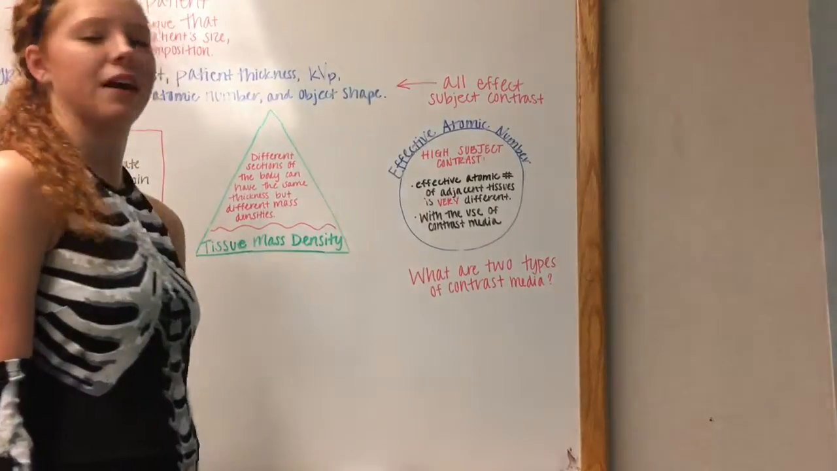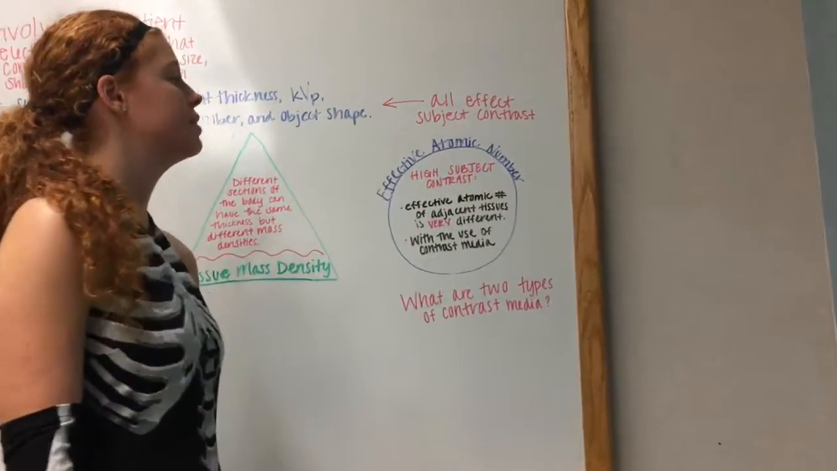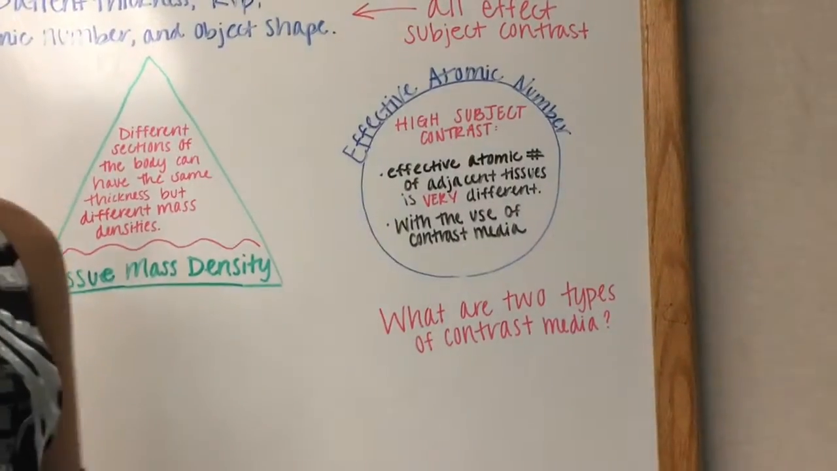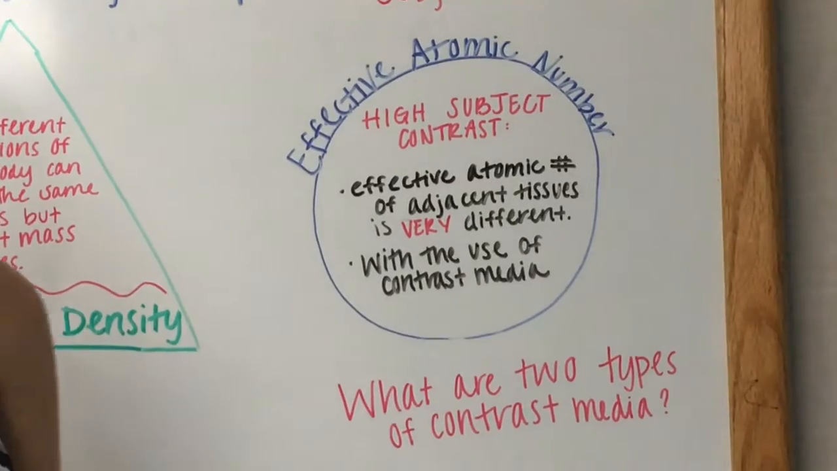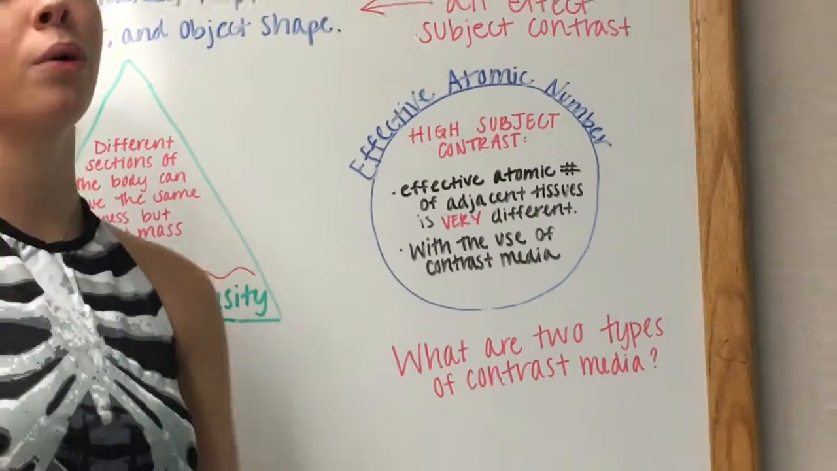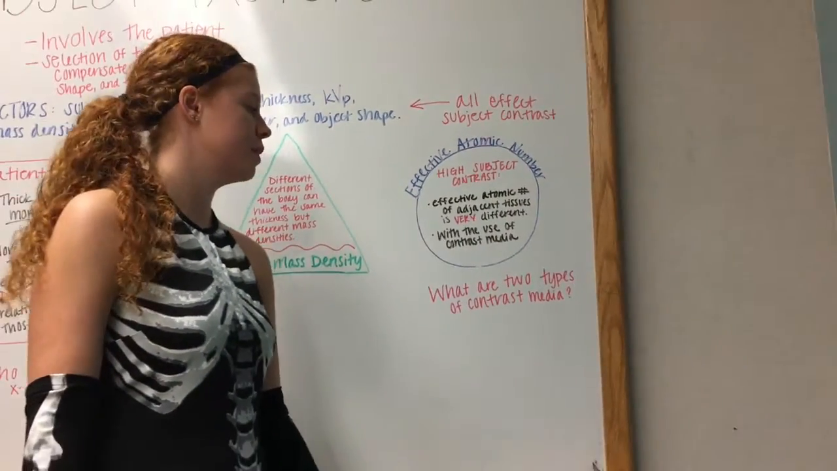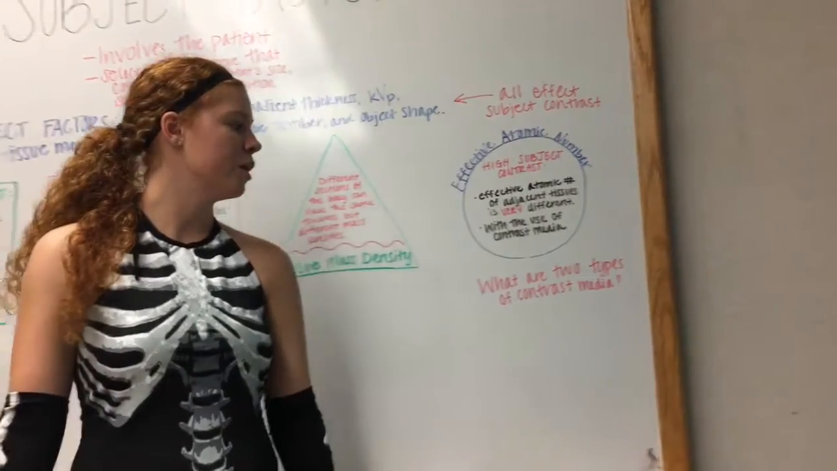The next subject factor I'm going to talk about is the effective atomic number. Subject contrast will be high when the effective atomic number of adjacent tissues is very different, or with the use of contrast media. So, Stacy, what are two types of contrast media that we use in the X-ray field? Barium and iodine. That is correct.